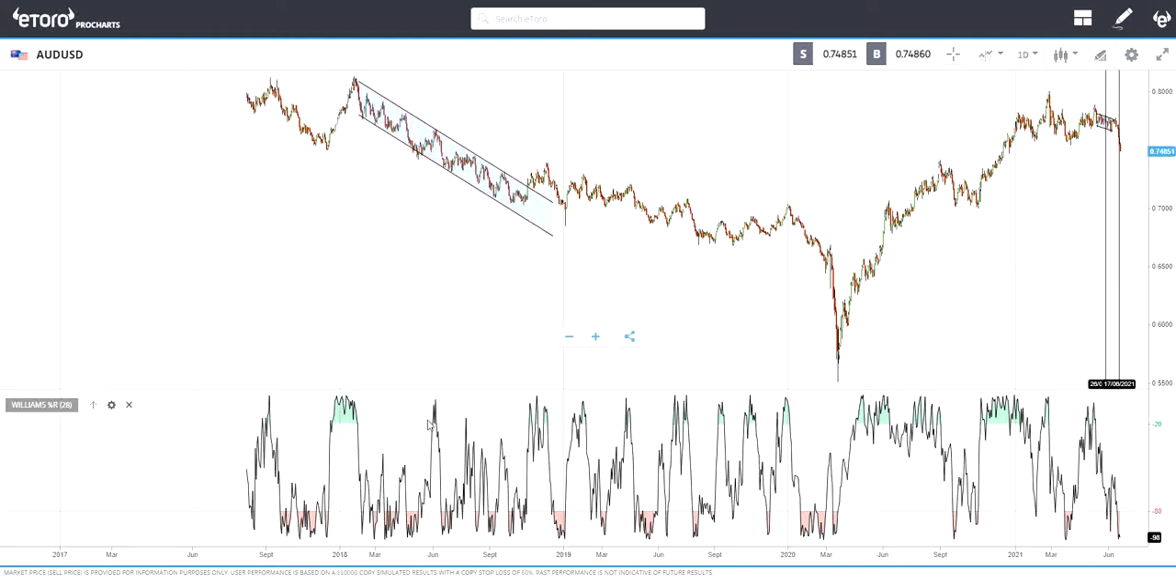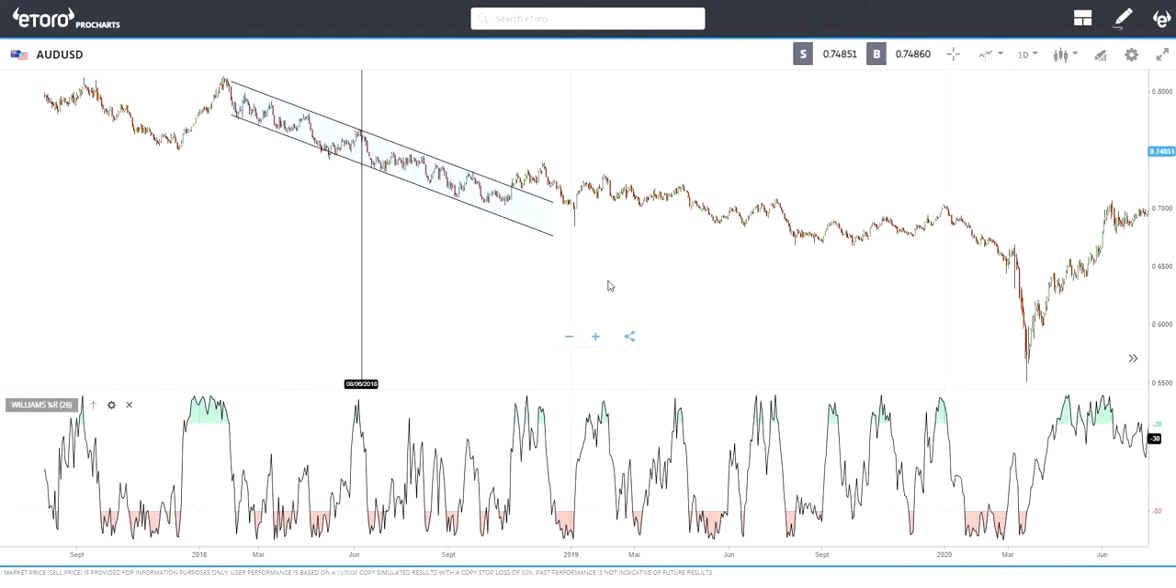So let me just add a vertical line here. Okay, you can see it's very nice to go short. And because price is moving in this downtrend channel, you can just move your stop losses. It goes here, you either close here and say, okay, that's enough for me, or you move your stop losses and wait for more and more gain.